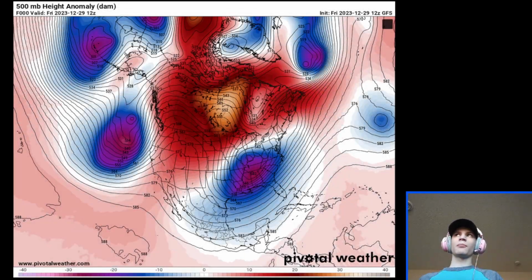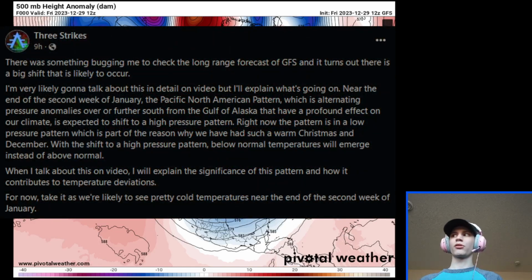So I said I would talk about this change in our climate that's coming up near the end of the second week of January. Here's the Facebook post I originally made, just giving a brief talk about this change coming up, and I'm going to talk about it in detail here, and exactly what the Pacific North American pattern is, also known as the PNA, and how it affects our climate. So, let's get right into it.